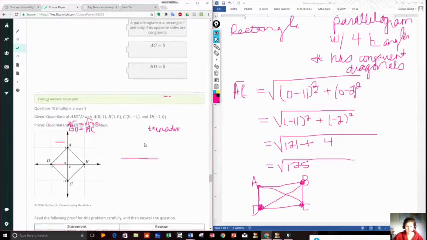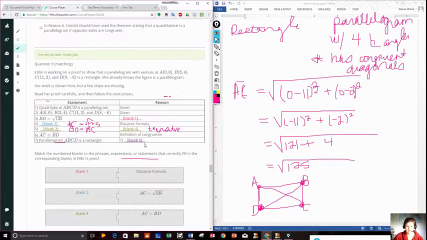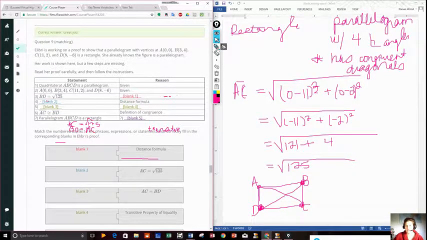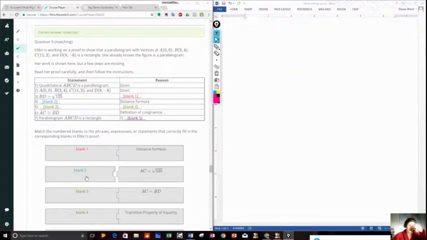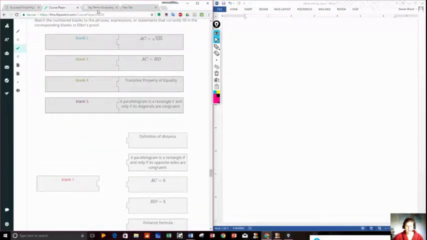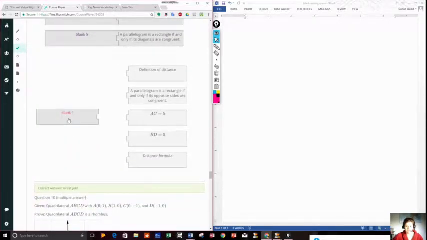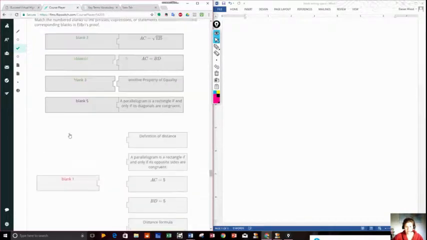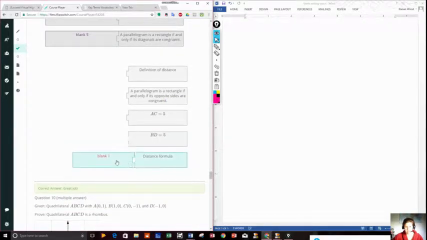before I move on. So there was question 9. All right, so let's run a what if scenario. Say that I accidentally clicked on one of these and I wanted to change that answer. You click on whichever one you want. So blank 1, say I wanted to change that. I would click on it and then it unlinks it and sends it back. So whichever one you want to unlink, you just click on it and it sends it back. And I don't remember, blank 1 is the distance formula. So there we go.